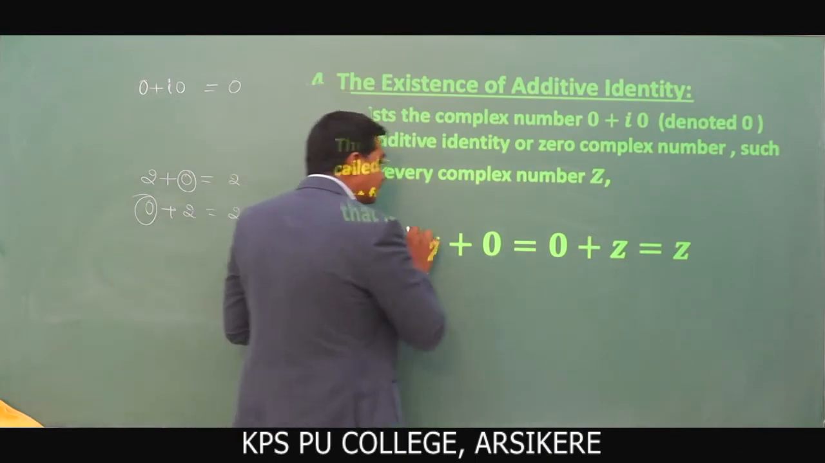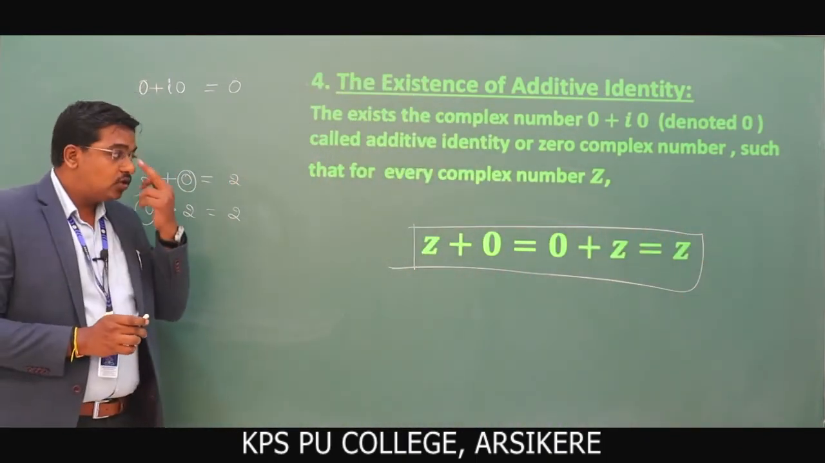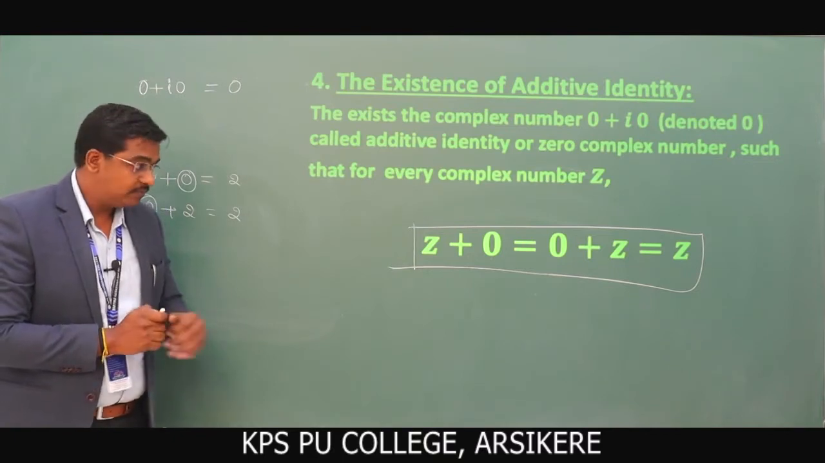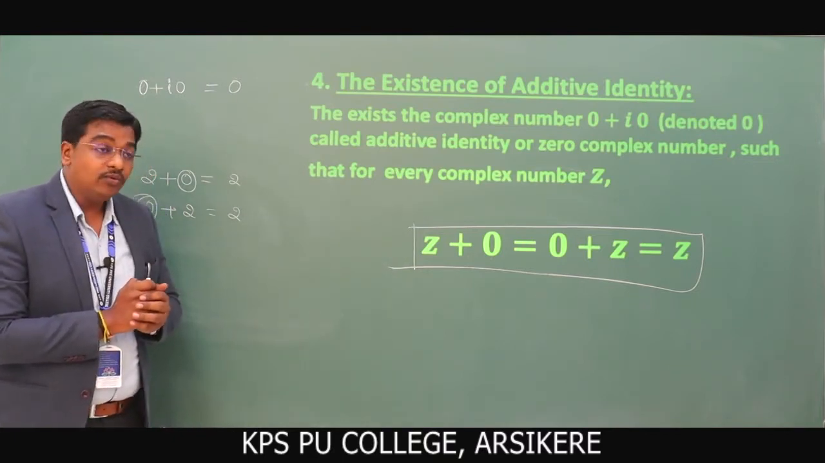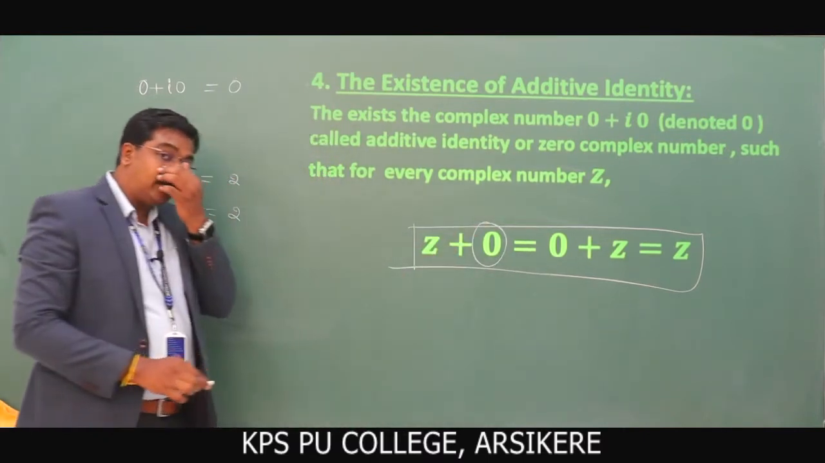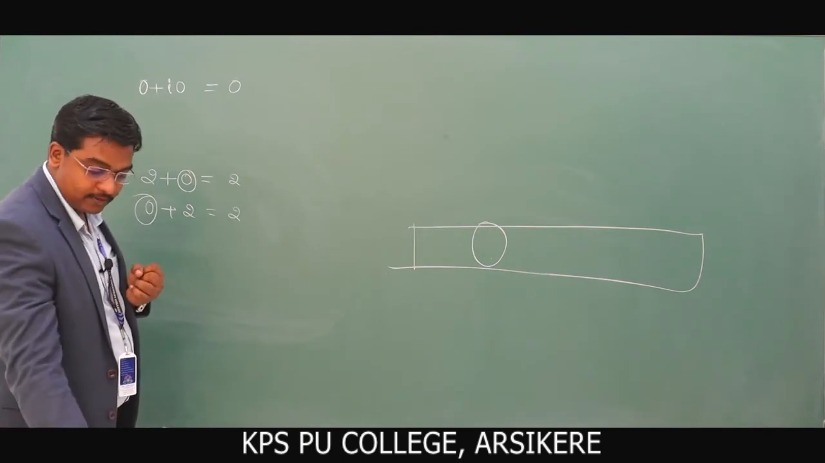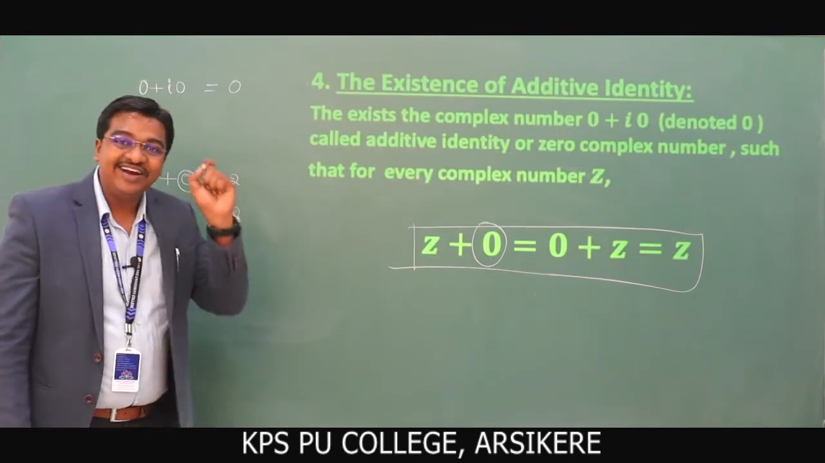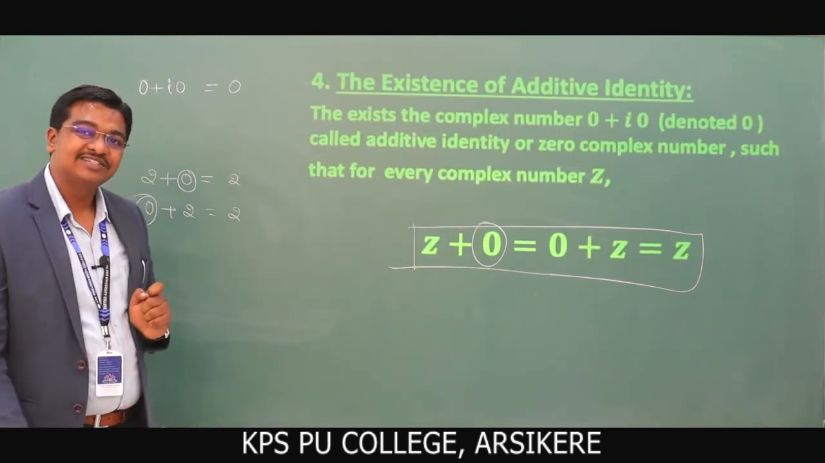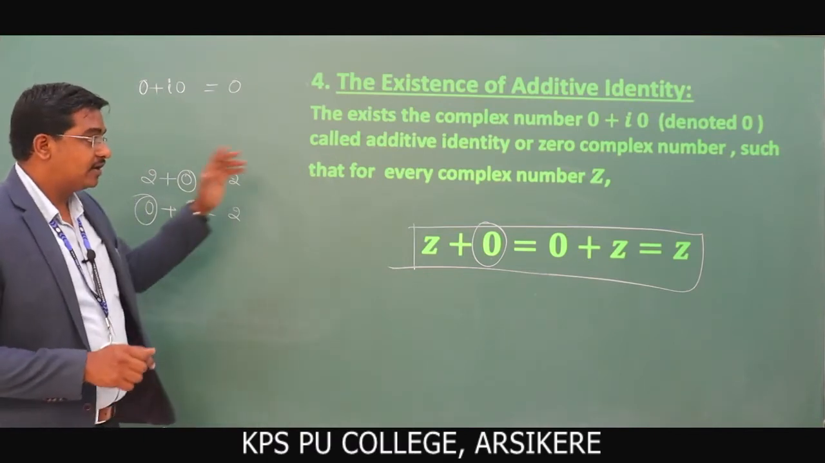This is very important. z plus 0 is equal to 0 plus z is equal to z. This is additive identity. Here 0 is called what? Additive identity. 0 is called additive identity of the complex numbers. So take a pause and note down all the things I have written here.